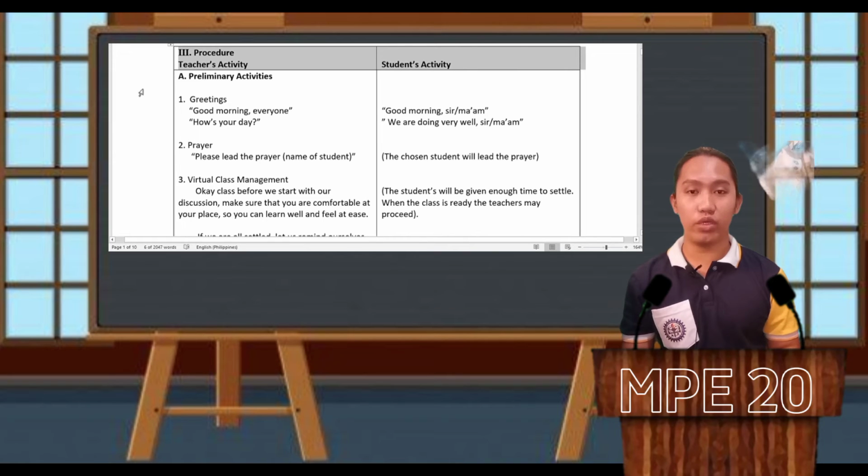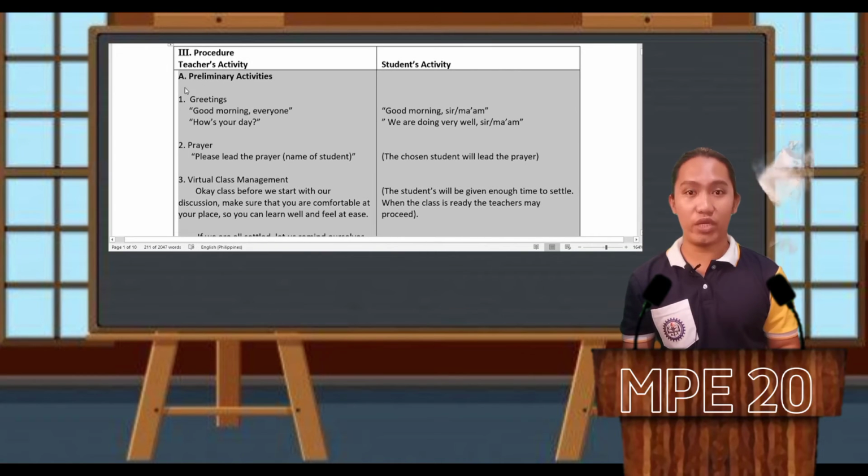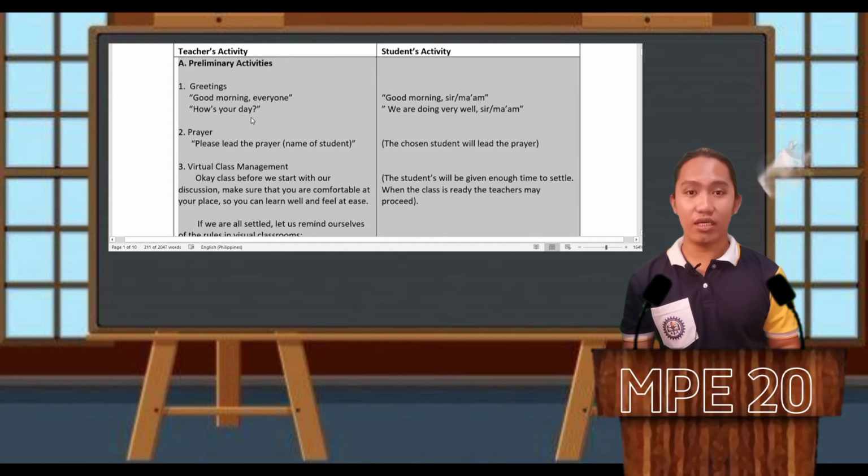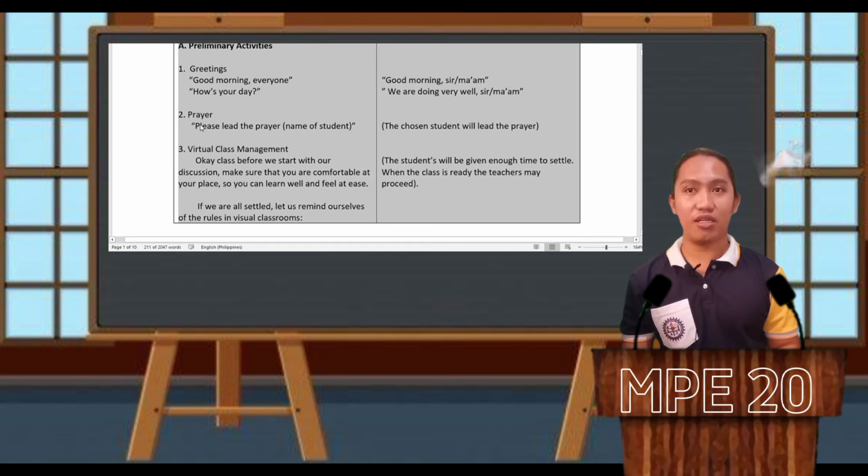So here you will put the detailed things that you will do during the class. In procedure, you will put here the preliminary activities. So what do we see in the preliminary activities? First, we have the greetings. Next is the prayer. And, of course, there will be a virtual class management. Virtual class management is for online learning, so of course the contents of that are also about online learning.